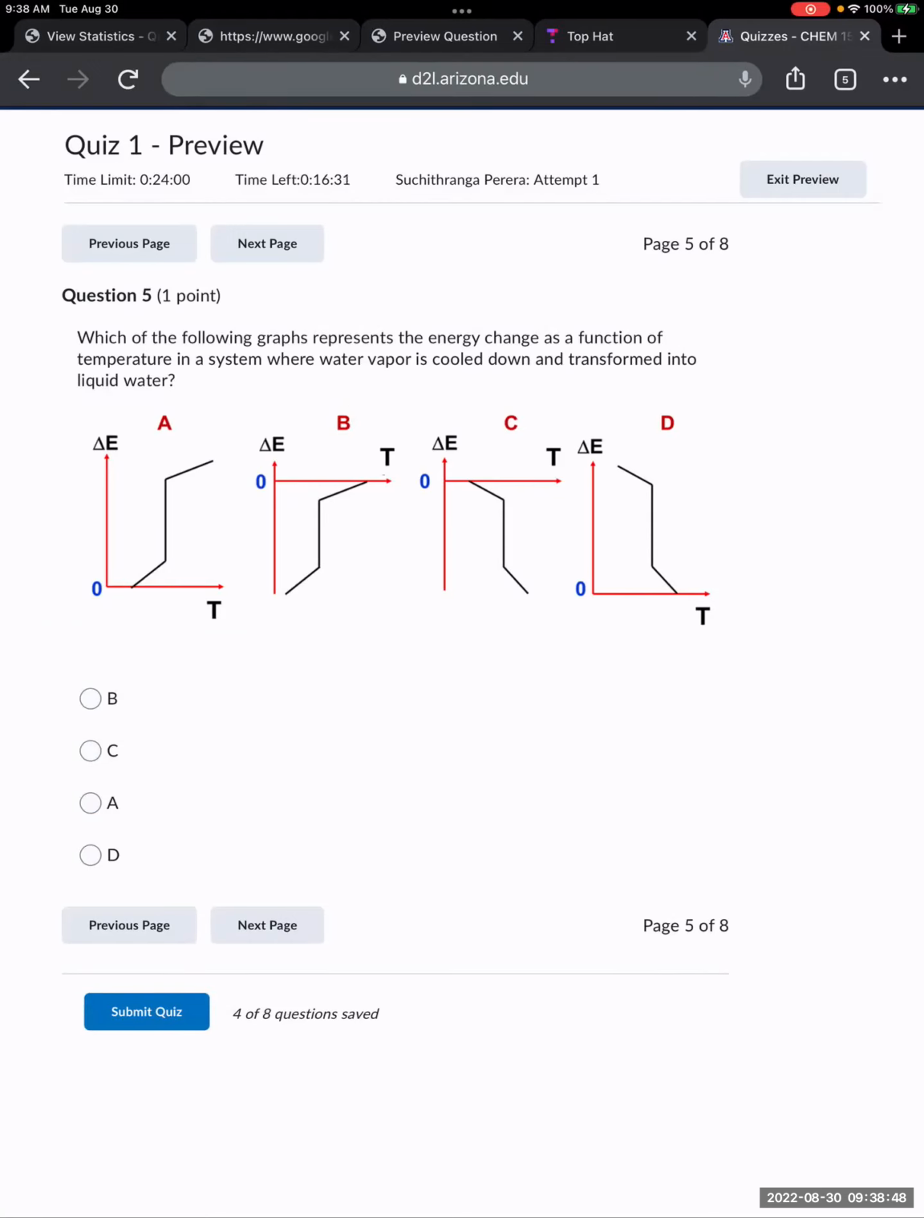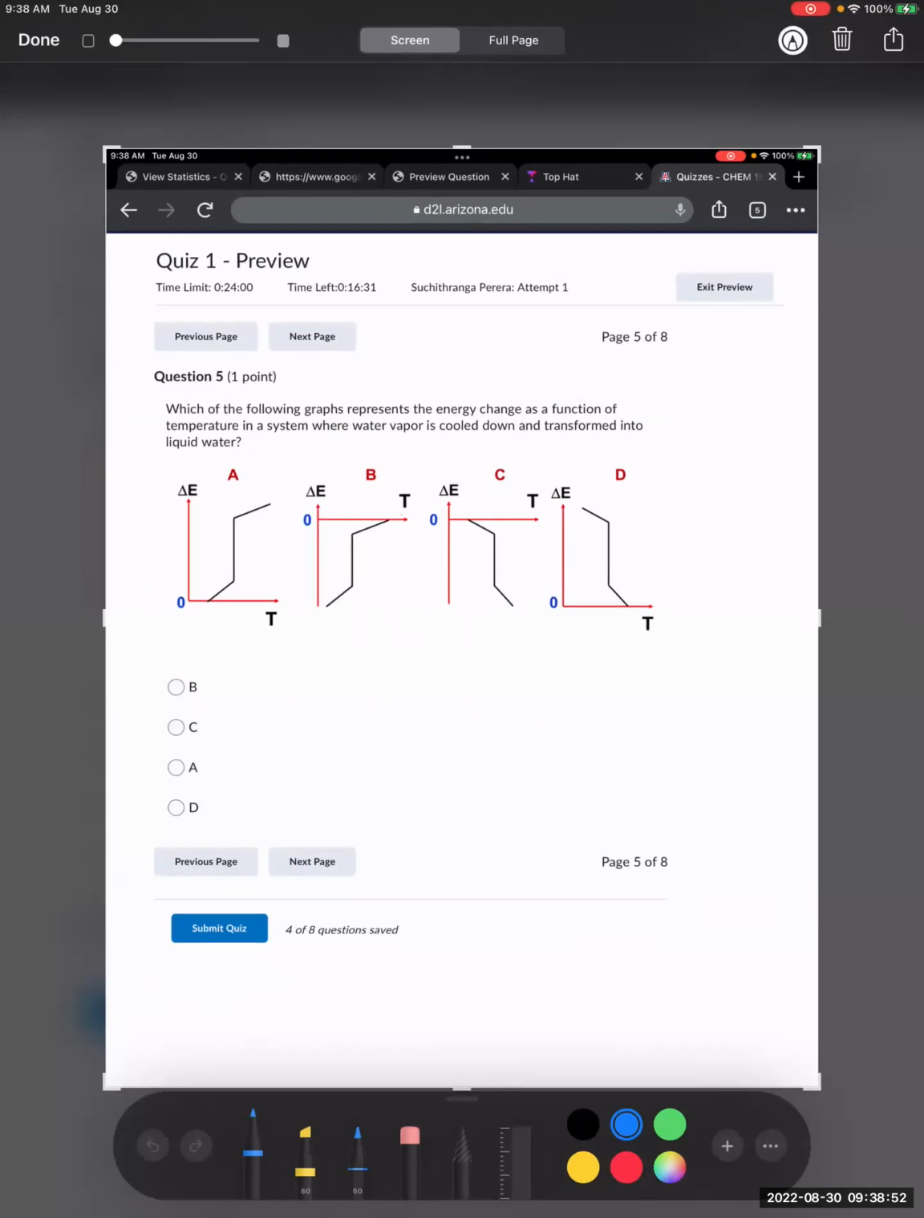Okay, question 5. Which of the following graphs represents the energy change as a function of temperature in a system where water vapor is cooled down? Okay, we are cooling. If we are cooling, we know that the delta E, or the change in energy, must be less than 0, or negative. We cool down and transform into liquid water, so we are going from gas to liquid. Anyway, we're cooling down. In other words, delta E must be less than 0. Therefore, any answer with delta E positive, like option A or option D, must be out, because they show that delta E is greater than 0, which cannot be for a cooling process.